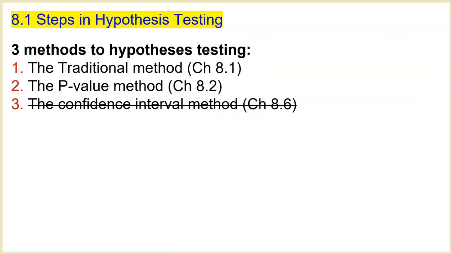In Chapter 8, there are various methods of hypothesis testing. There's 3, but in the time that we have, we're only going to be able to cover 2 of those methods, which is a traditional method talked about in Section 1 of Chapter 8, and then the p-value method, which is talked about in Section 2 of Chapter 8.